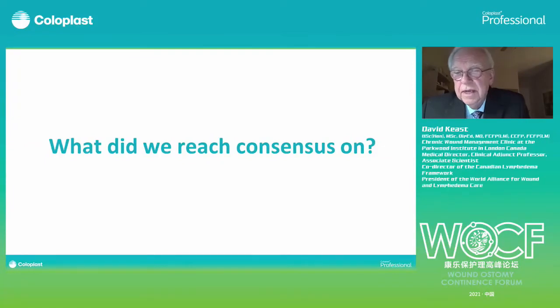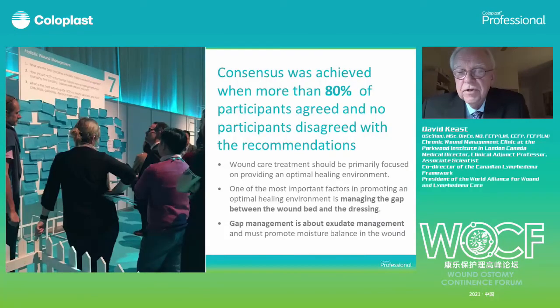So what did we reach as consensus? Well, first of all, what do we mean by consensus? We define consensus as when more than 80% of the participants agreed on the statements and outcome measures. Although 20% may not have necessarily agreed, they did not disagree with these recommendations. Key themes emerged that wound care treatment should primarily focus on a healing environment and optimizing that healing environment. One of the key things here is managing the gap between the wound bed and the dressing, and that gap management is largely a matter of managing exudate.